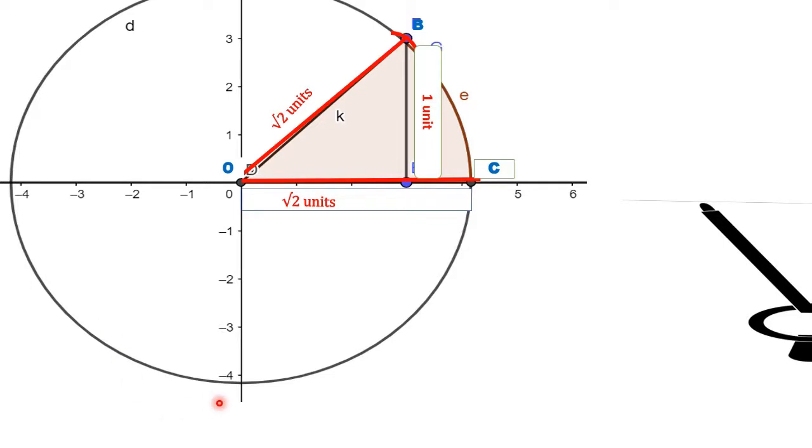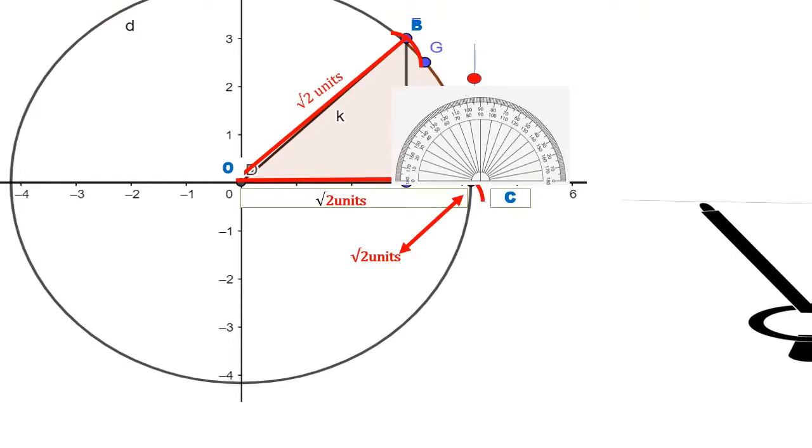Here, I will put two questions for you. Why are OB and OC equal? Are they the radii of the same circle? Take a protractor. Place it at point C. Do you remember what point C represents? Yes, it represents root 2 units.